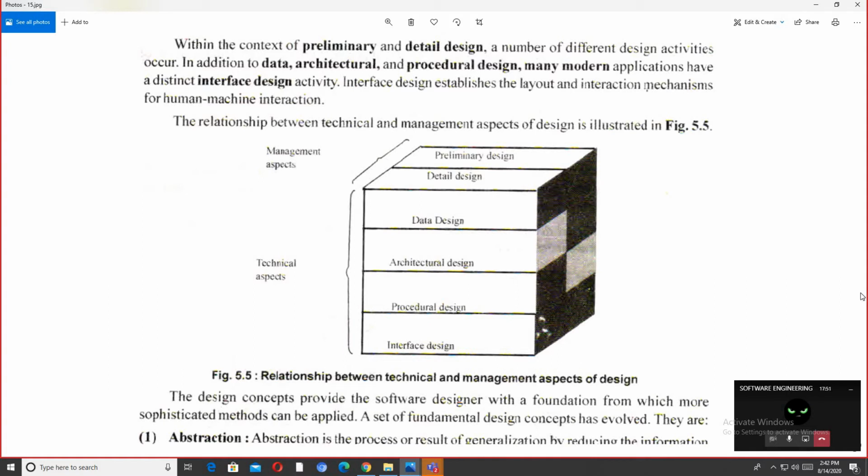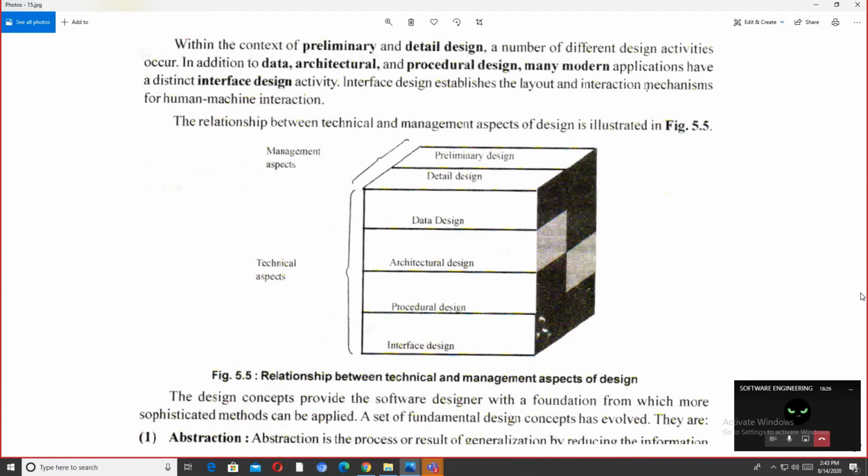Now, the relationship between the technical and management aspects of design is illustrated in figure 5.5. We can see that the technical aspects are the data design, architecture design, procedure design, and interface design. Along with that, there have to be some management aspects also, because when we are talking in terms of software project management, the software project is the entity that has to be managed by the management team. So the preliminary design is there and the detailed design is there.